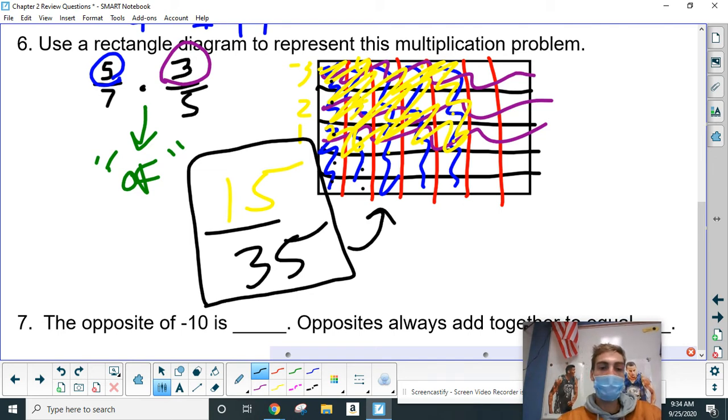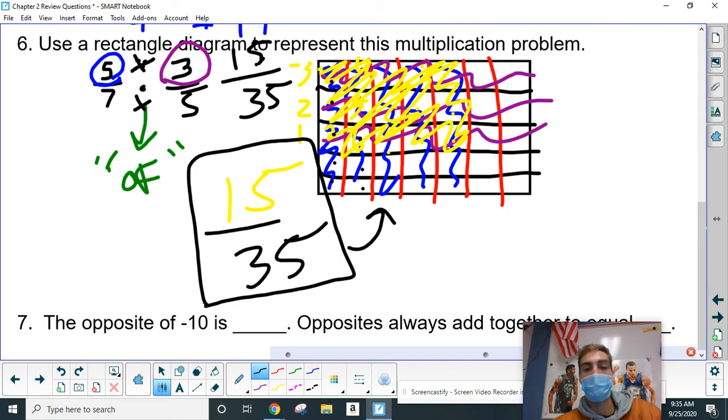Now you can check your answer by simply multiplying across the top, and you would get 5 times 3 equals 15, and 7 times 5 gets 35. But the reason that we have you show it in this diagram is because then you understand why it equals 15 over 35. You can visually show it rather than just saying, oh, well, I multiply them 2 numbers.